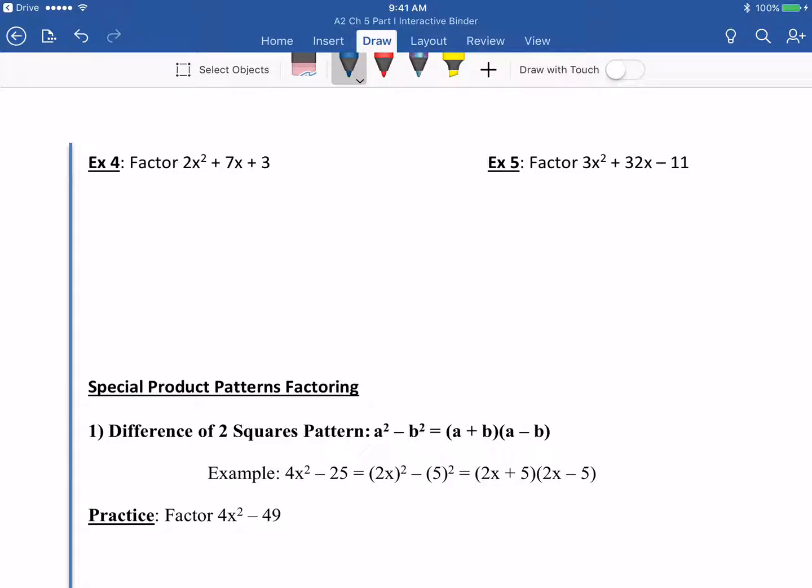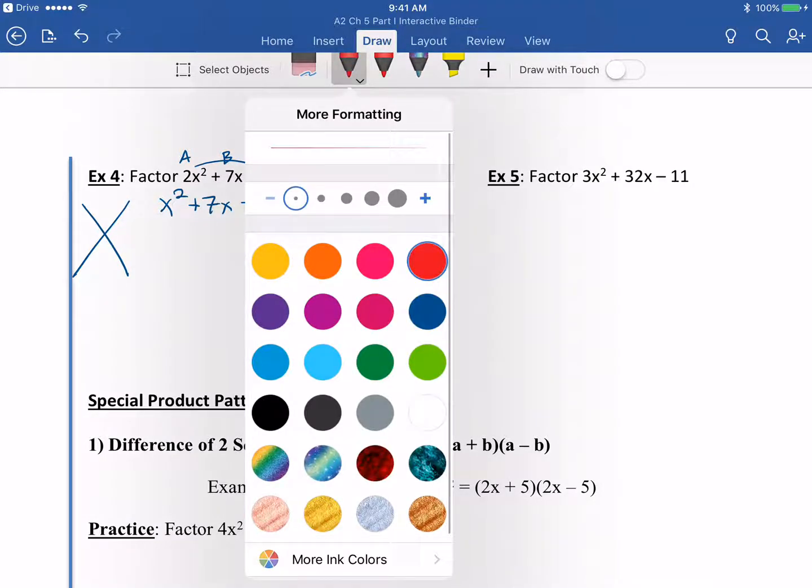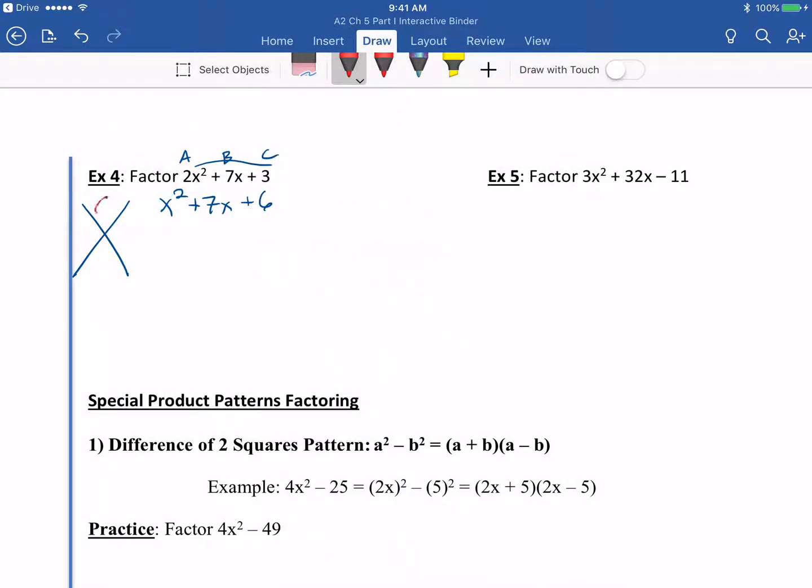If I scroll down here, if you go to page 68, it says number 4. This one has an a value, again, that is greater than 1. I go a, b, and c, so I multiply my a and my c. So I get x squared plus 7x plus 6. Put this into the diamond. So this turns into 6 and 7. I know that 6 times 1 gives me 6, adds to 7. So this is going to be x plus 6 and x plus 1.